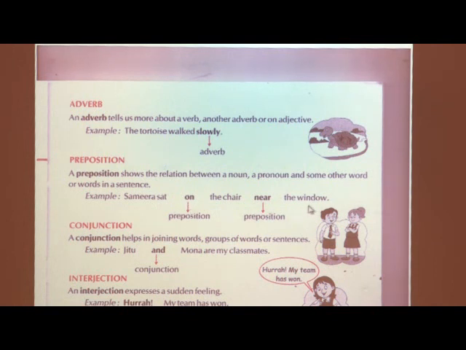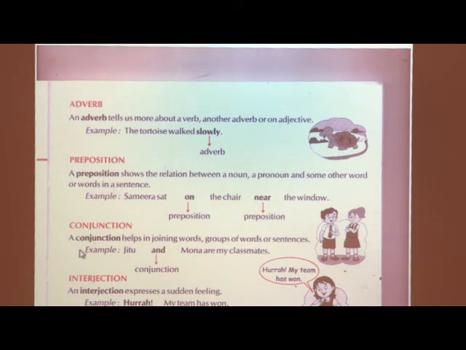If you see one more here, Samira sat on the chair near the window. One more relation they have told, that she is sitting on the chair and also she is sitting near the window. So here we can find three nouns, Samira, chair and window, and they are showing the relation with each other. So what is a preposition? It shows the relation between a noun, a pronoun and some other word or words in a sentence.